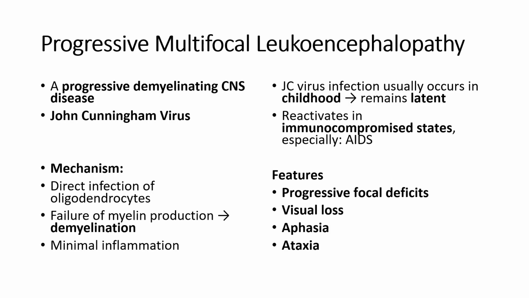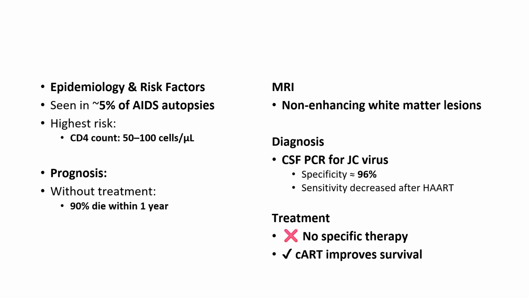It is characterized by features like progressive focal deficits, vision loss, aphasia, and ataxia. It is seen in 5% of the AIDS autopsies, and there is high risk when CD4 count is 50 to 100 cells. Without treatment, the mortality is 90% within a year.